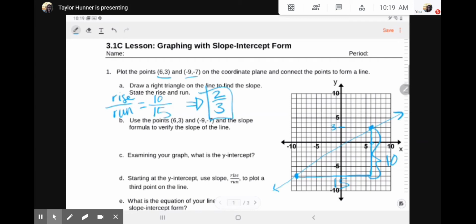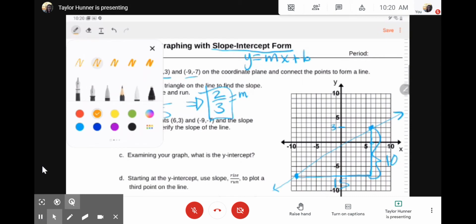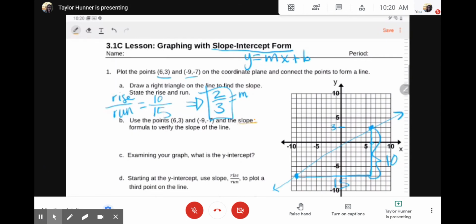So right away, you might even want to label that as m, because we are going to be using slope-intercept form, which is y = mx + b. So we already have the m right away. Now it says use the points (6, 3) and (-9, -7), and the slope formula to verify the slope of the line. So that's asking me to actually plug in those points into the slope formula.